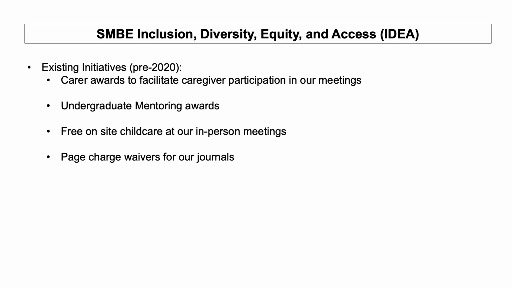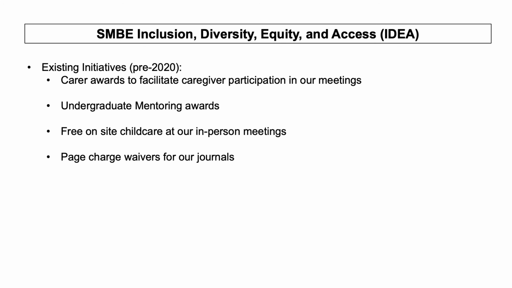Aoife McLysett and Sudhir Kumar started the Carer Awards, which was a very revolutionary idea to facilitate caregiver participation in our meetings. This could mean women with babies and other children. It could also mean single parents. It could be male parents. It could be people taking care of an aging parent. It could be people taking care of a disabled sibling or adult child. It could be anything you want it to be.